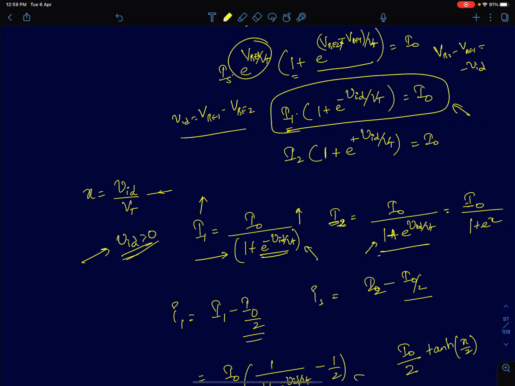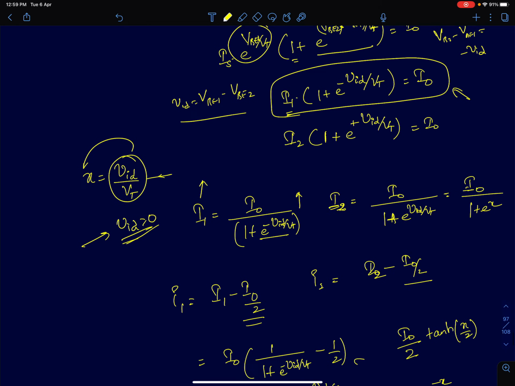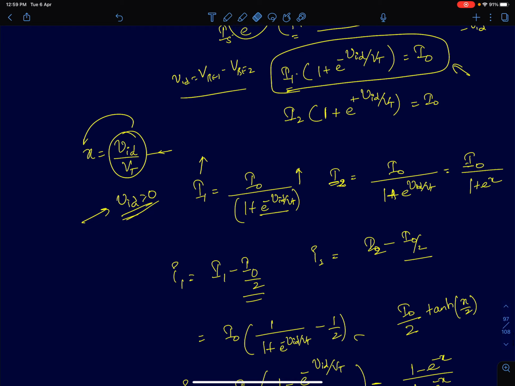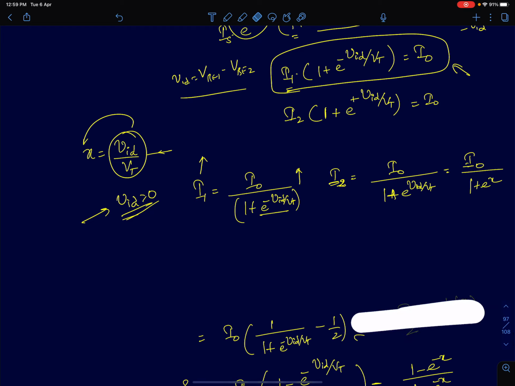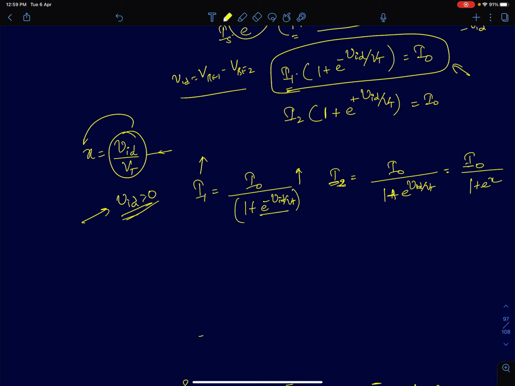Similarly, if you look at I2, if VID increases, the denominator will increase, so I2 will decrease. So the expressions make sense, at least intuitively. Now I'm going to make an assumption that I'm going to write VID by VT as X. So since VID by VT is X, I can write the expression for I1 as I0 by 1 plus e power minus X, and I2 is I0 upon 1 plus e power plus X.